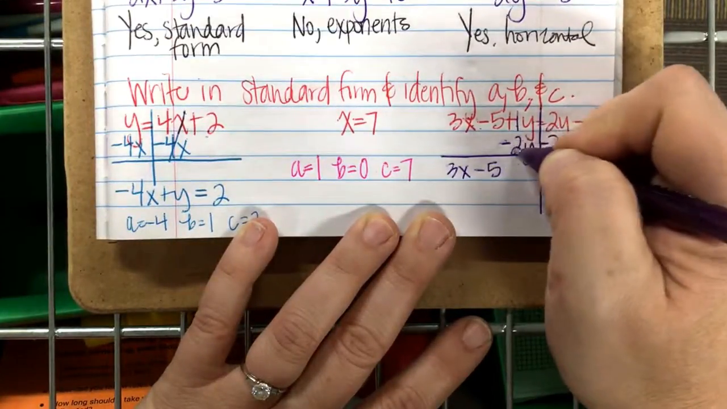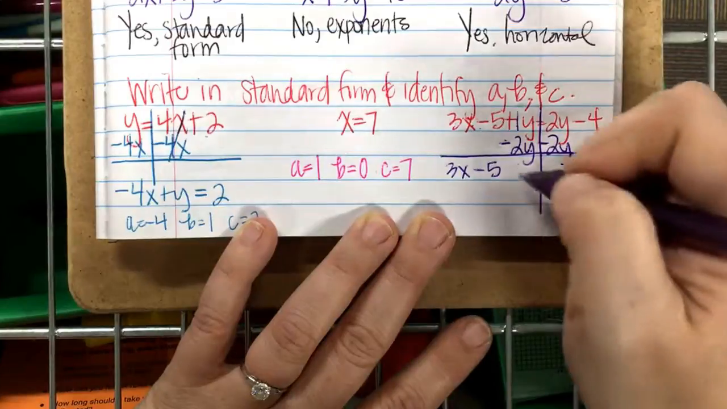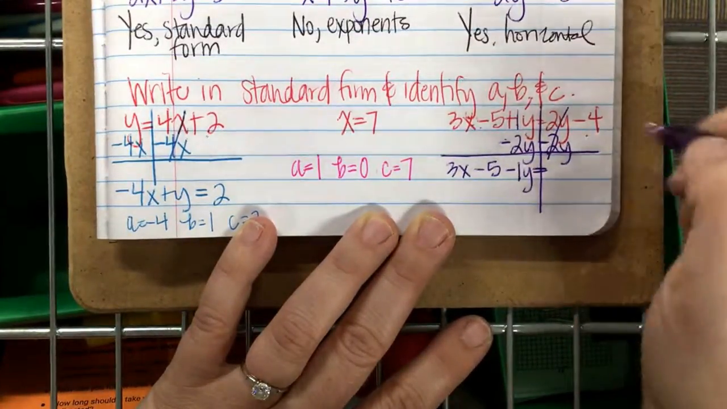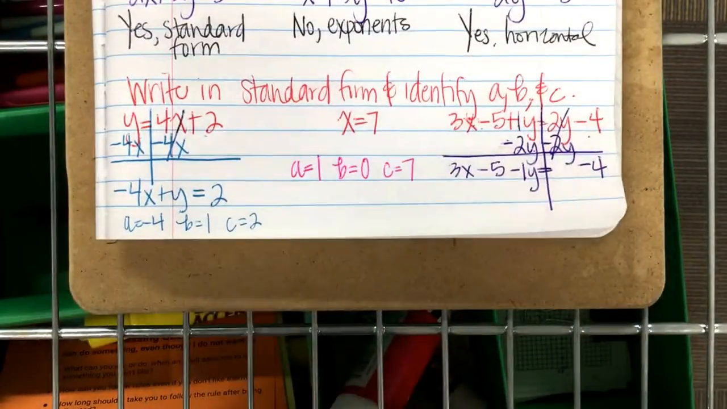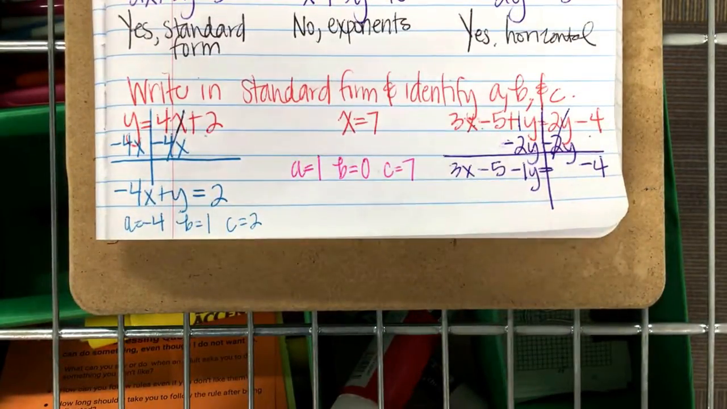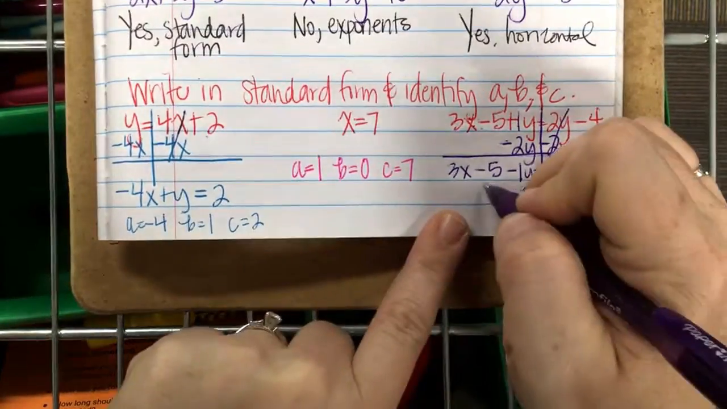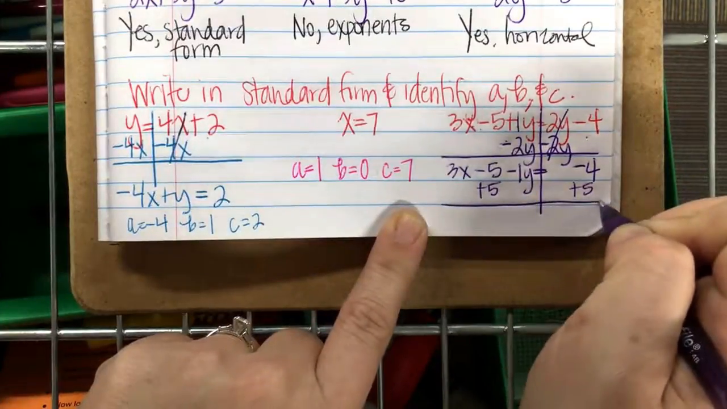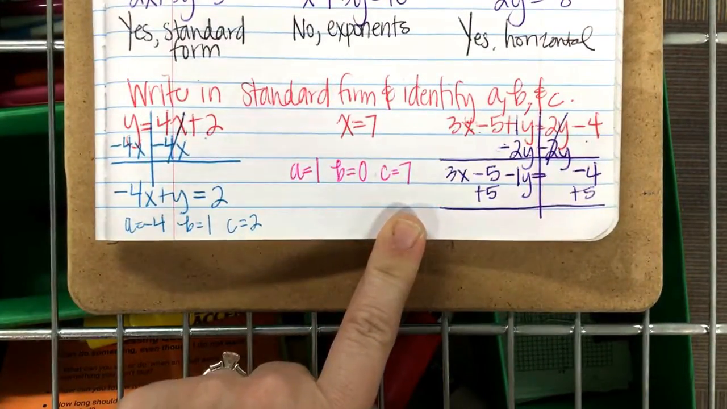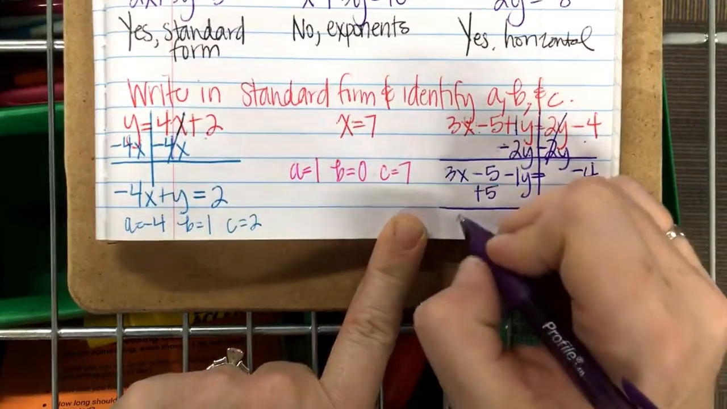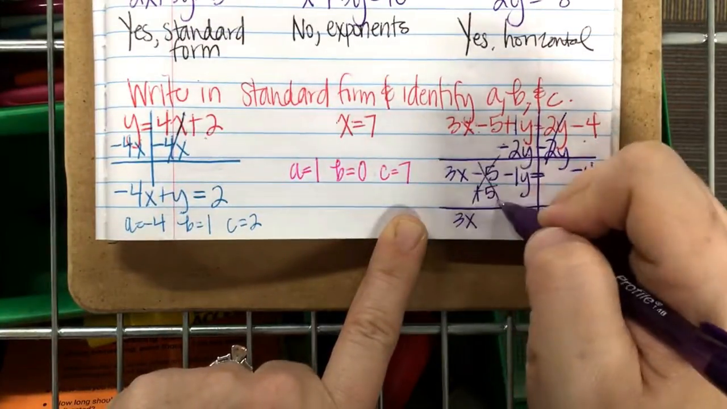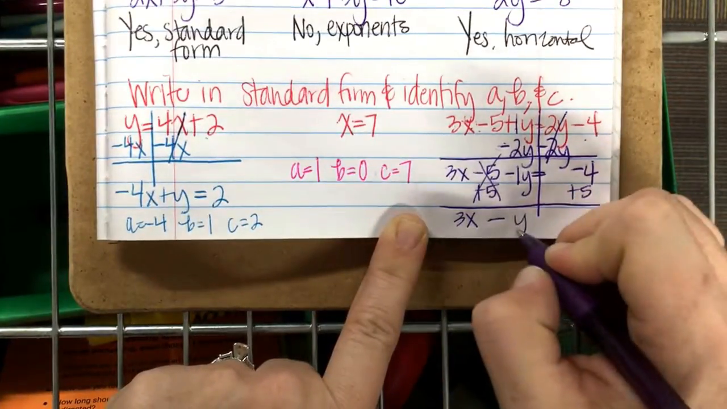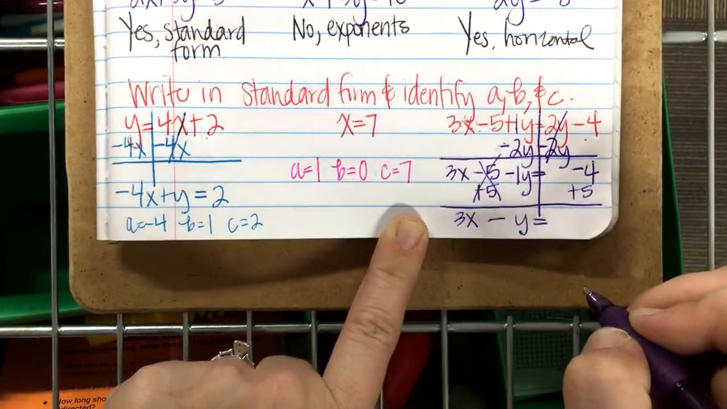What's 1y minus 2y's? Negative 1y equals, what's left over here? Negative 4. Am I done? What else do I need to do? So plus 5 and plus 5. Does the 3x change? That disappears. Negative 1y, does it change? Equals negative 4 plus 5 is?